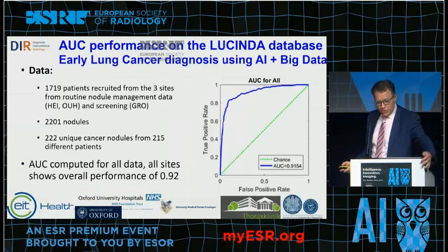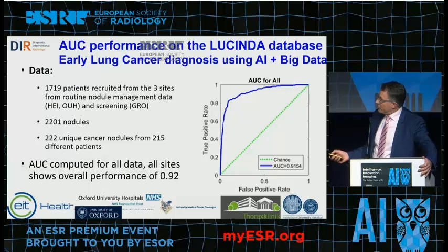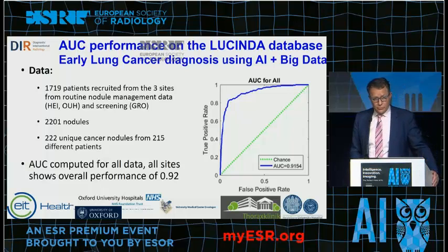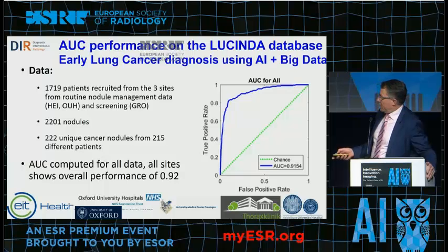And this was the replication cohort. This is an EU-funded project where we compared these two nodules from different cohorts from Heidelberg, from Oxford, and from Groningen, more than 2,000 nodules. And again, all sites showed an overall performance of 92%. So again, something that a radiologist might not achieve on a routine basis.